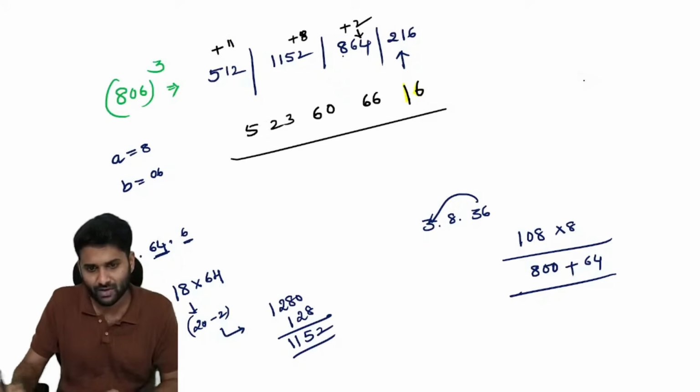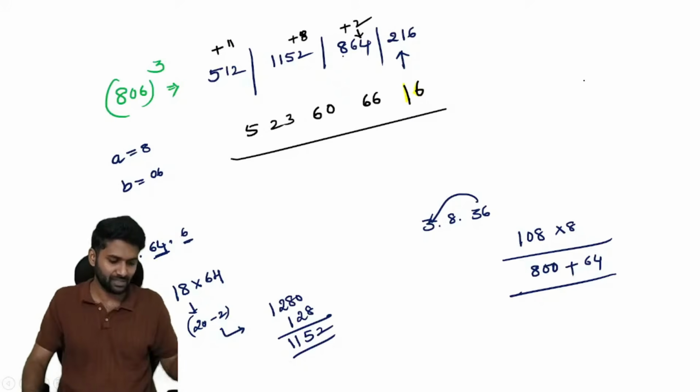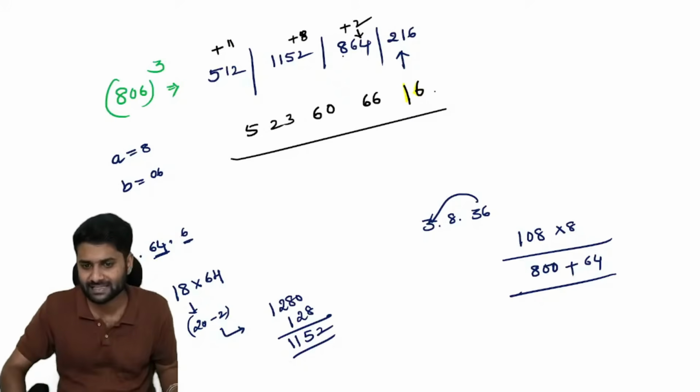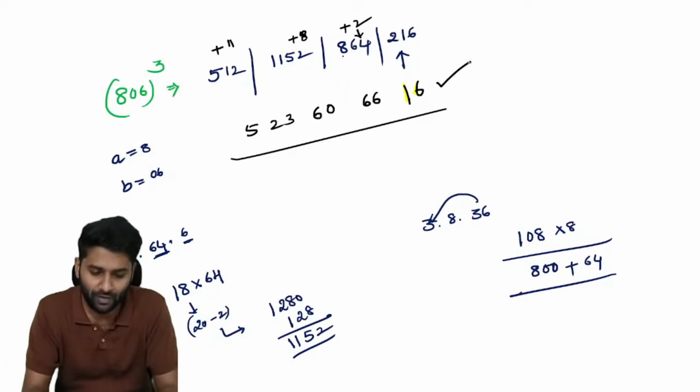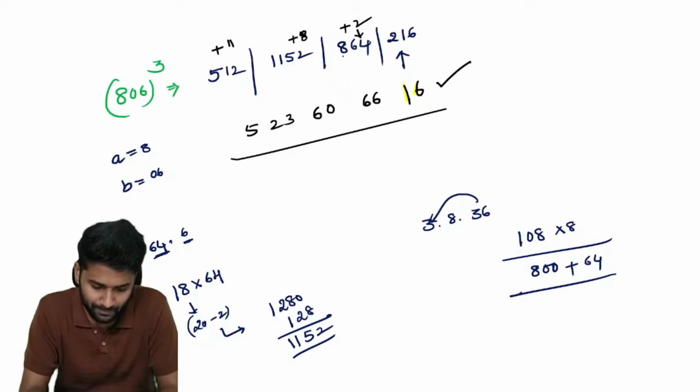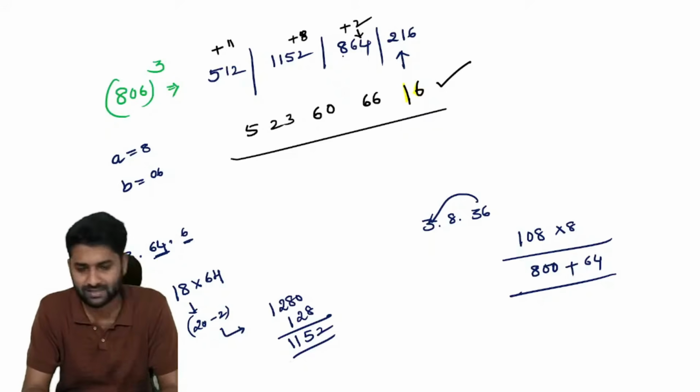So here the answer: 523606616 is the perfect value of 806 whole cube. 523606616. Very good. It's the final answer. Guys, hope you understand the cube values, 2 digit and 3 digit. Just go through this video once again. You can answer. Let's move on to the next one.